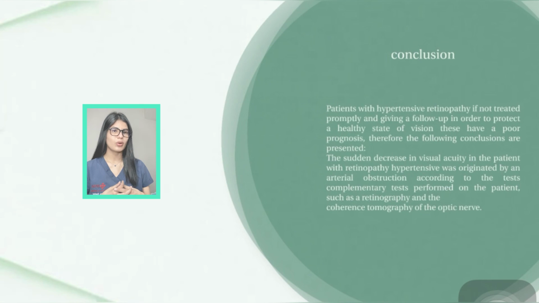Therefore, the following conclusions are presented. The sudden decrease in visual acuity in the patient with hypertensive retinopathy was originated by an arterial obstruction, according to the complementary tests performed on the patient, such as retinography and optical coherence tomography of the optic nerve.